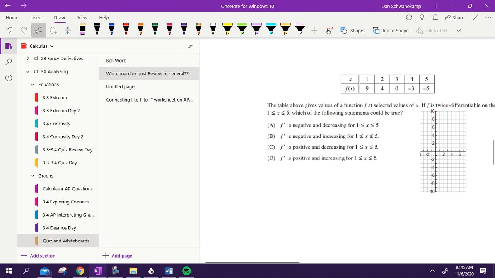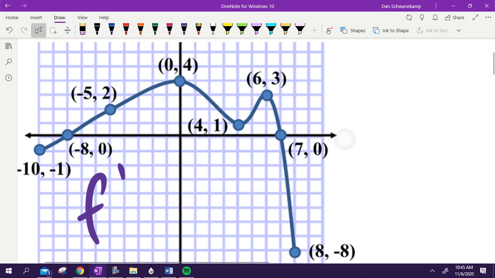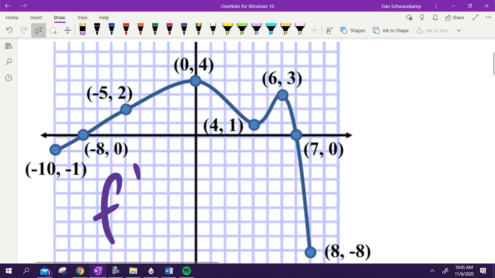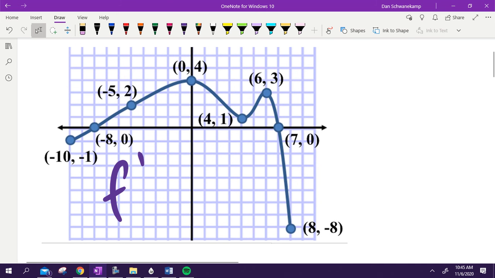So on your bell work, and some of them you don't have to write anything down, you are answering some questions. You're talking with your neighbor. You're going to answer them. I'm going to make you show me answers, all that good stuff like we always do. Okay. So here's a graph. It is a graph of f prime.